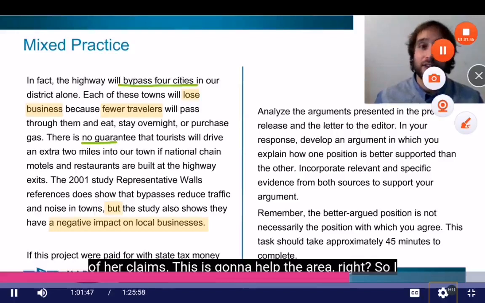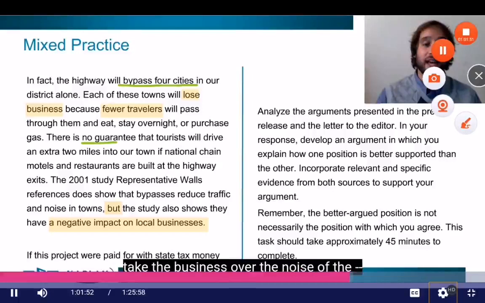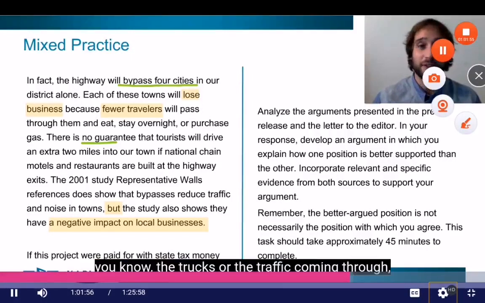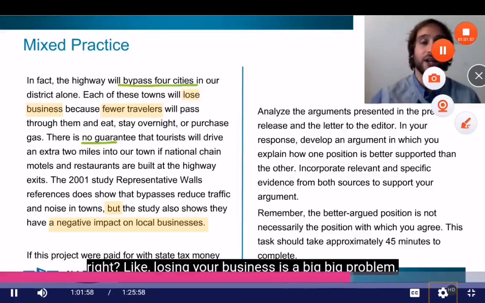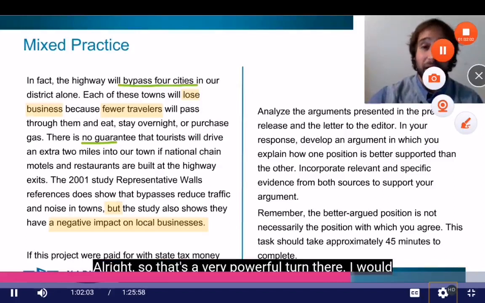This is going to help the area, right? So I think these people would say, look, we'd rather take the business over the noise of the trucks or the traffic coming through, right? Losing your business is a big, big problem. All right, so that's a very powerful turn there.